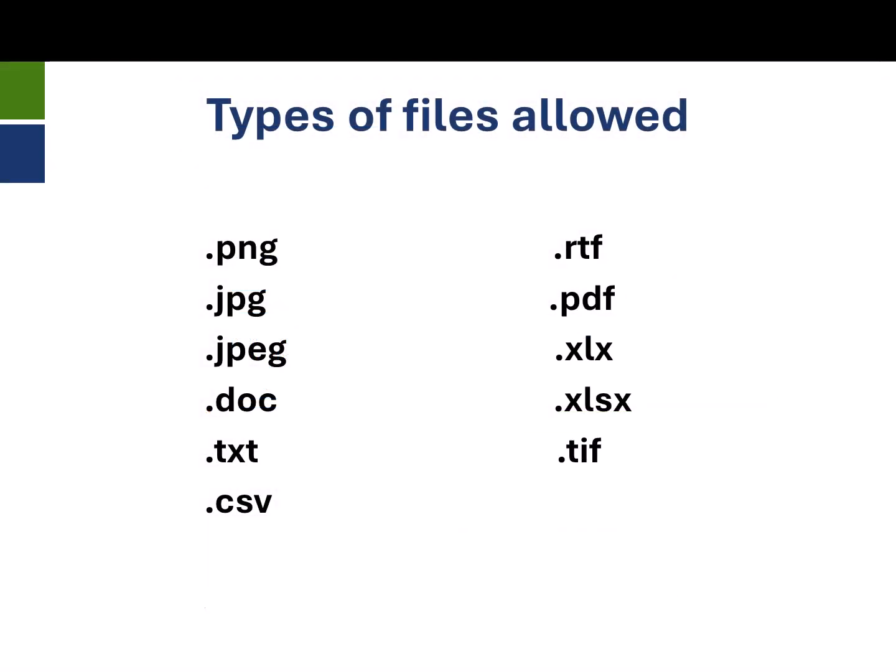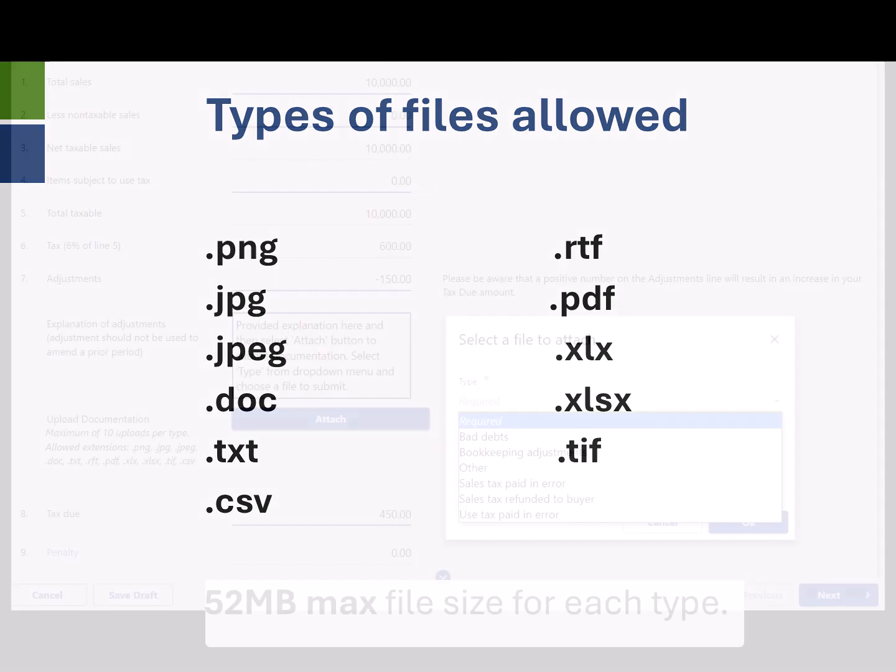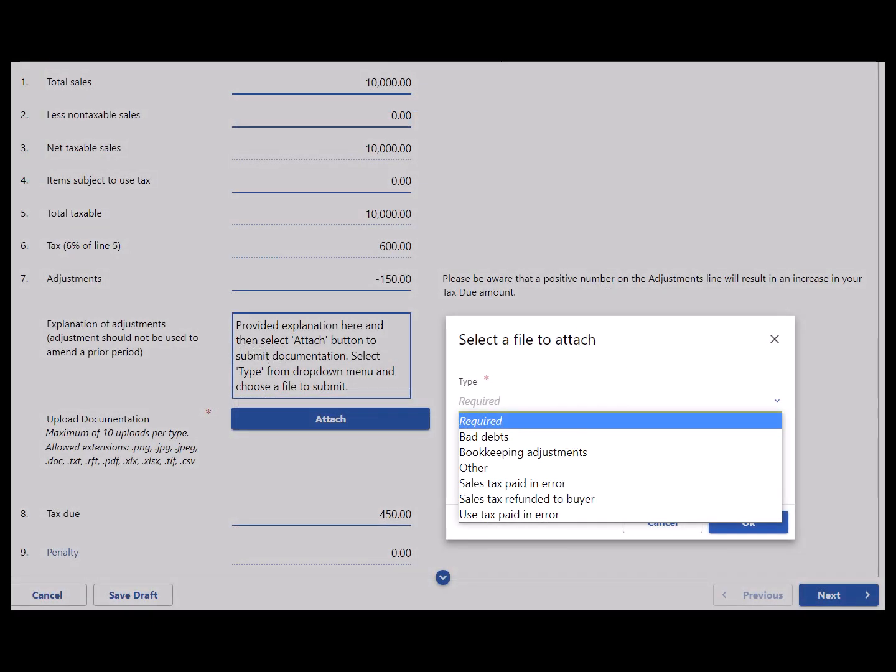Now, the file extensions that are allowed are actually on the screen, but just to read them out, there'll be PNGs, JPEGs, .docs, text files, .rtf files, PDFs, Excel files, TIFFs, and CSVs. But once you've selected the type and you've selected the file, you'll just click OK. Once we've clicked OK, we'll select Next to bring up the review screen.